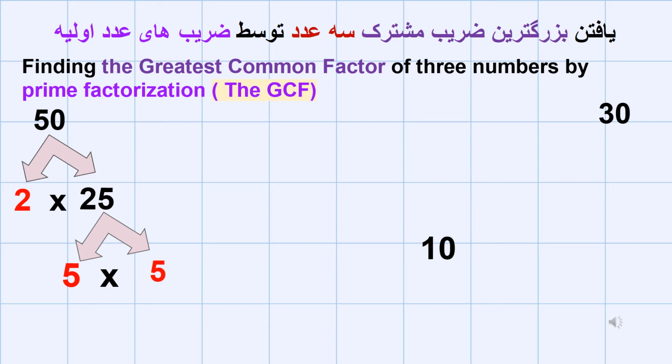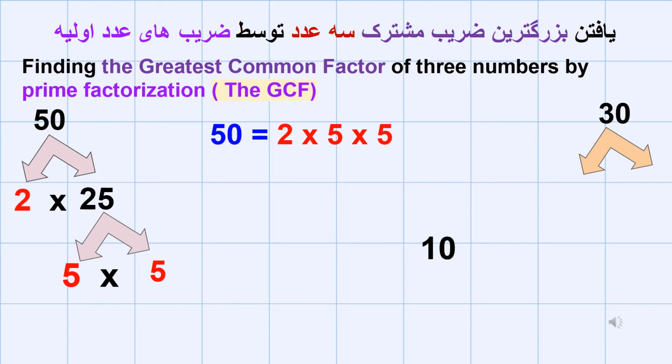So the prime factors of 50, which are in red color, are 2, 5 and 5, which we should write in multiplication form on the other side of the equation. Now 50 is equal to 2 times 5 times 5.